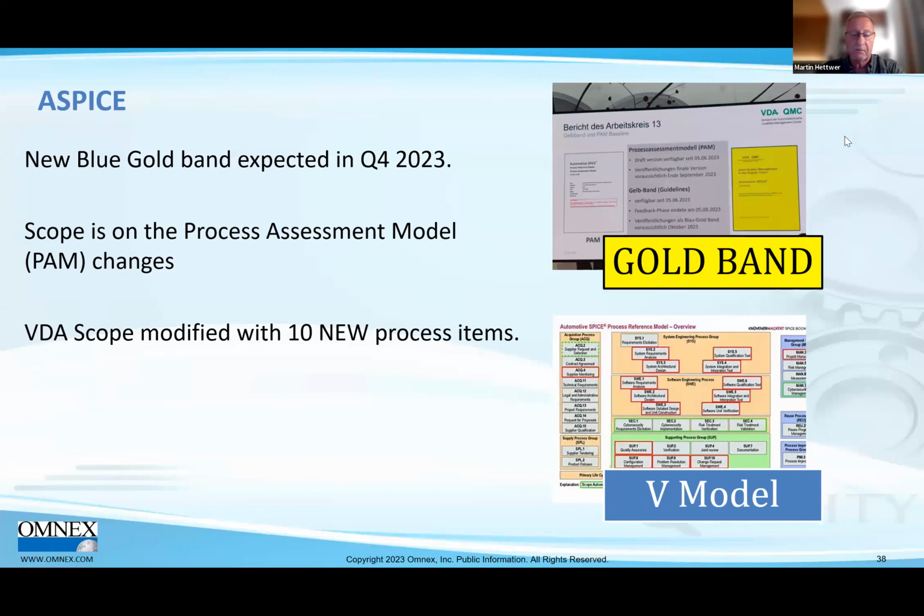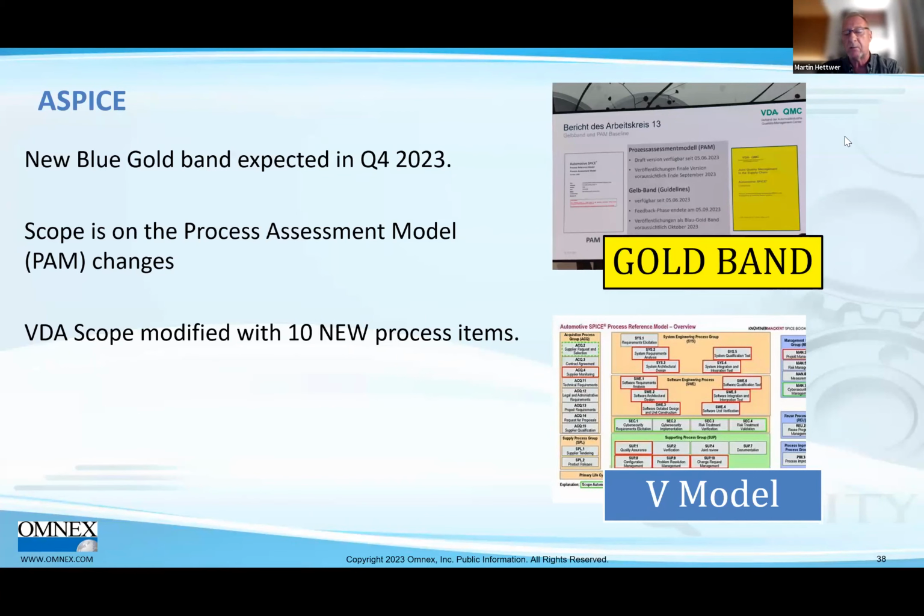It's a system basically for evaluating how well the development of software happened. And so there's been a significant scope change on the process assessment model. I think we're at model version 4. And so the VDA scope has also been identified with a number of process themes.